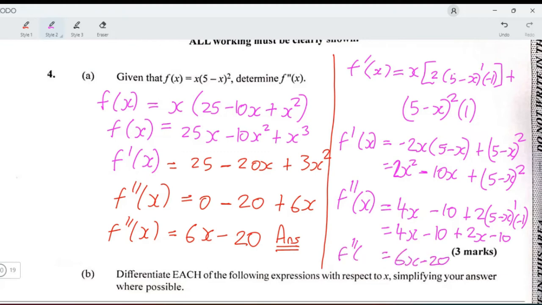So depending on how you wanted to do it, I did method 2, and we have method 1. My preferred approach is method 1. You expand and then differentiate.